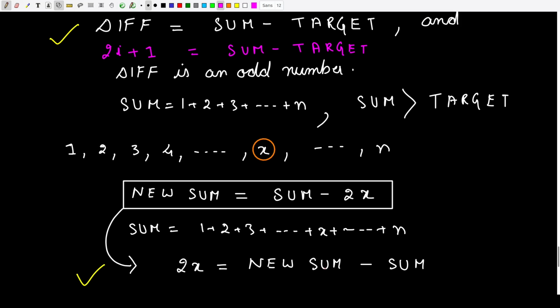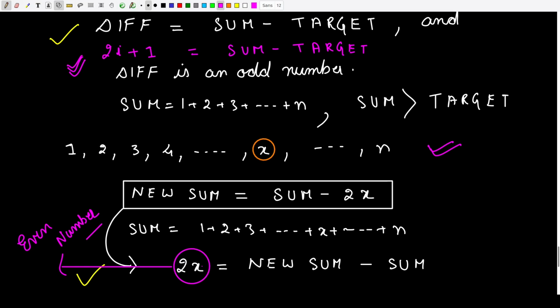But by flipping any number in the sequence, so if we flip x in this sequence, the difference we will obtain between the new sum and the previous sum is 2x, right? What I'm trying to emphasize over here is this is an even number. There is no way by which, if we flip some numbers, we will be able to get an odd difference, right? Because the difference is always going to be 2x, and what we want to achieve is 2i plus 1.